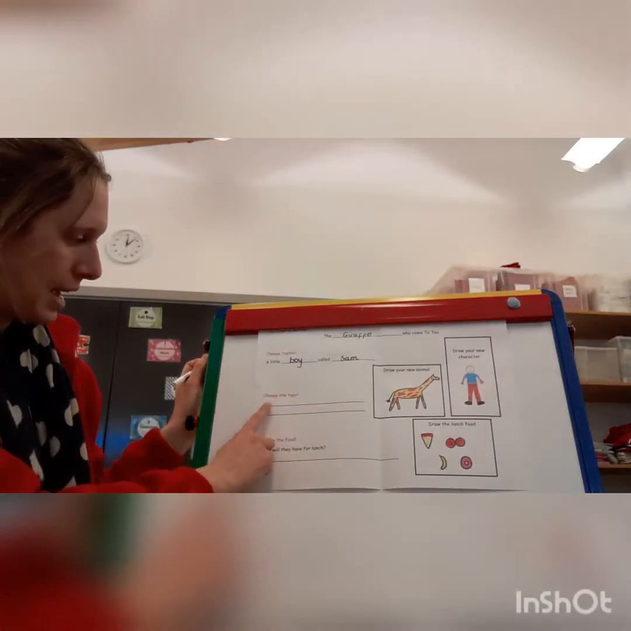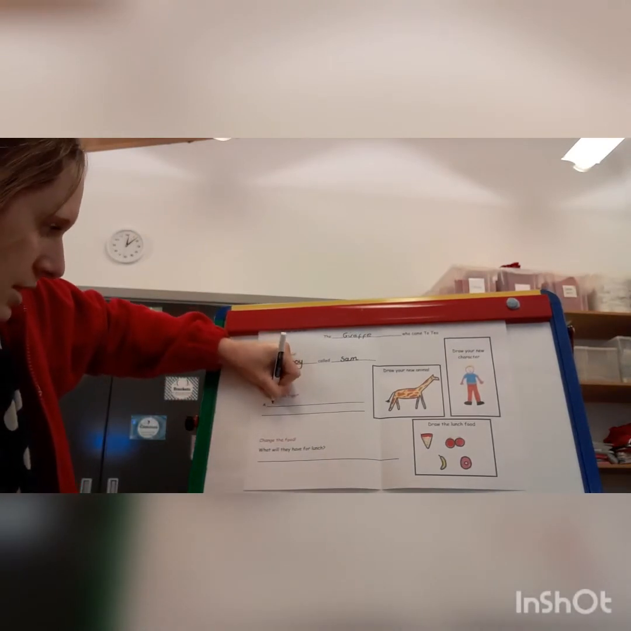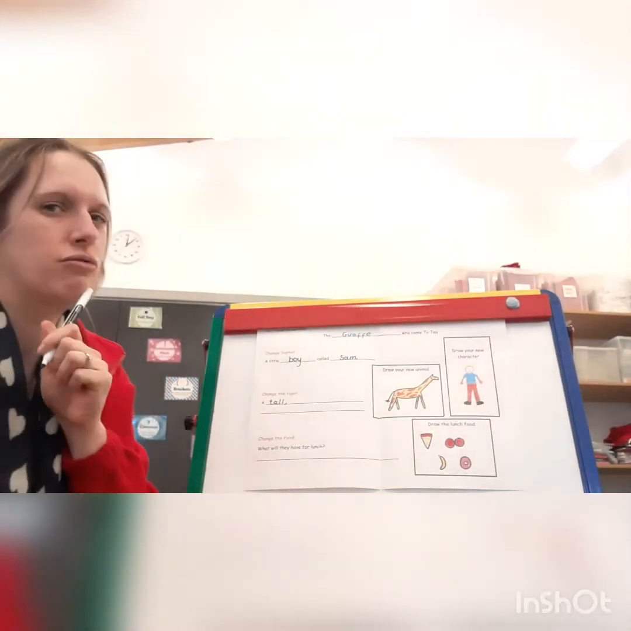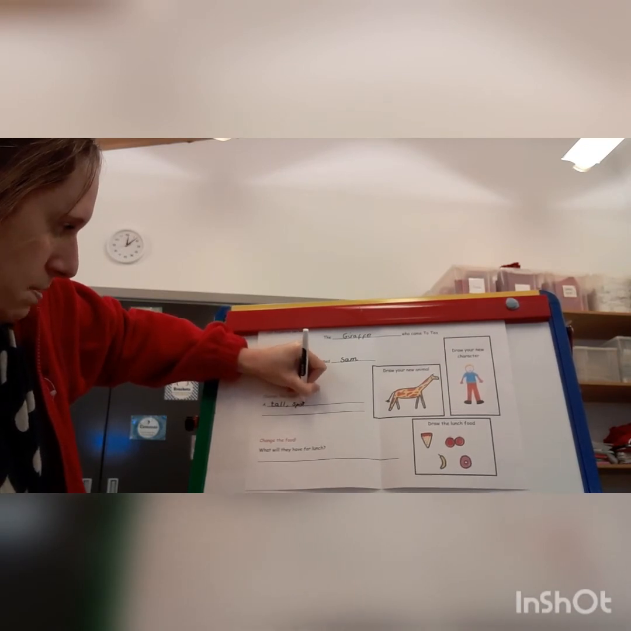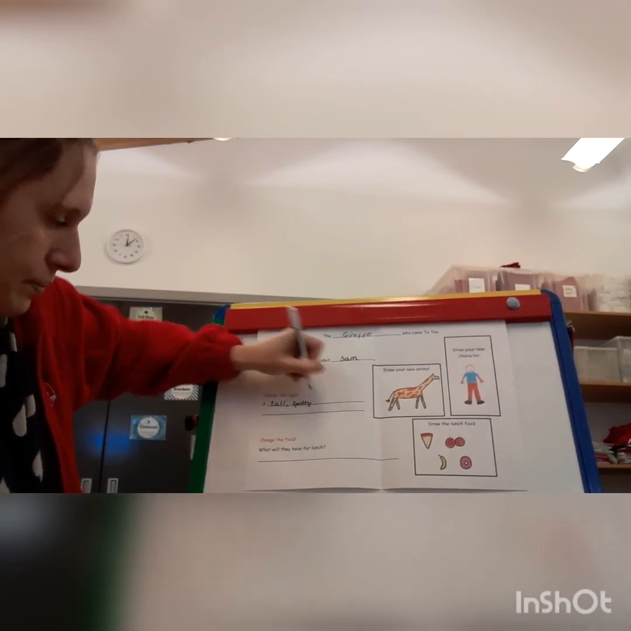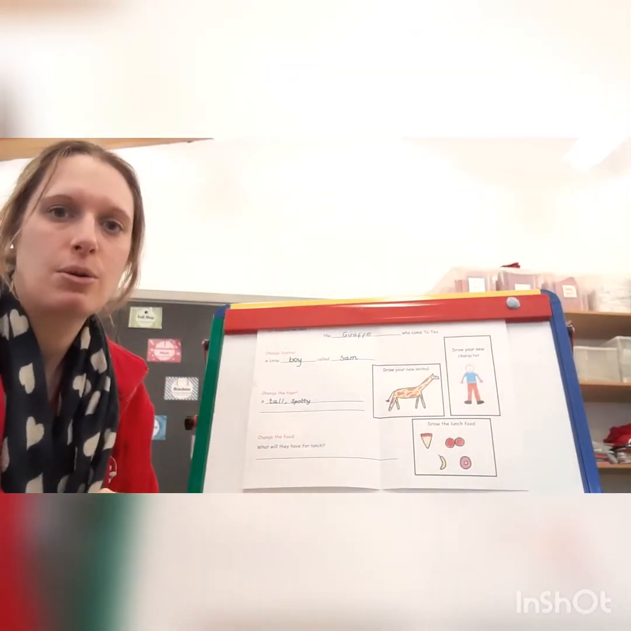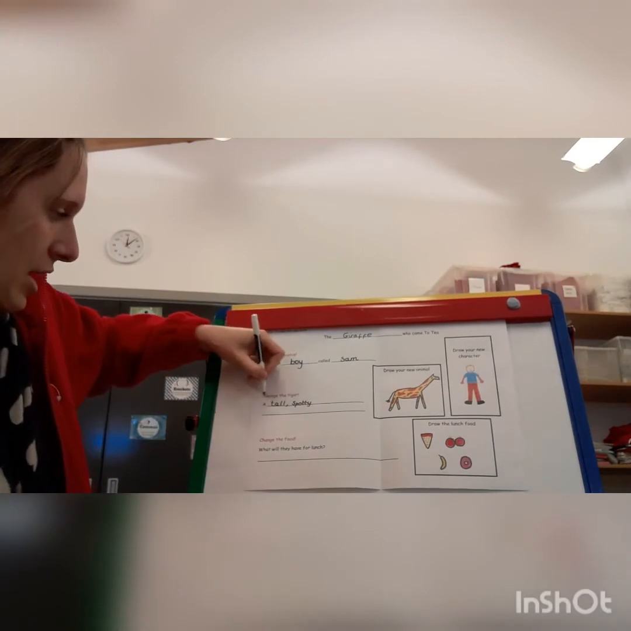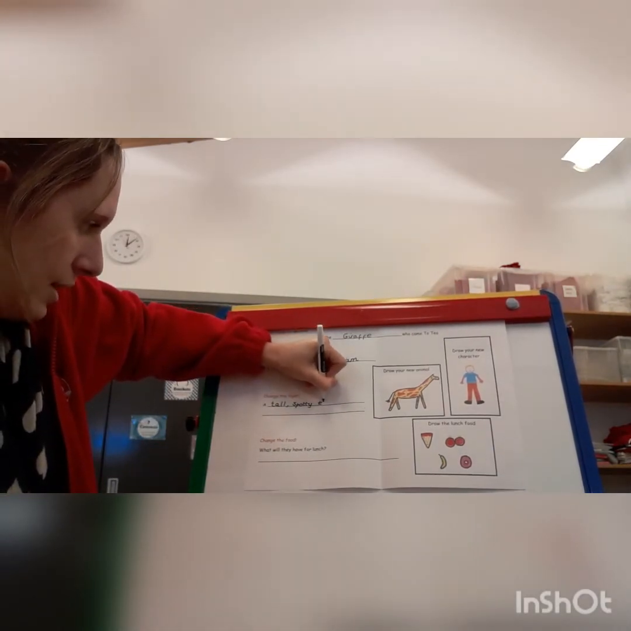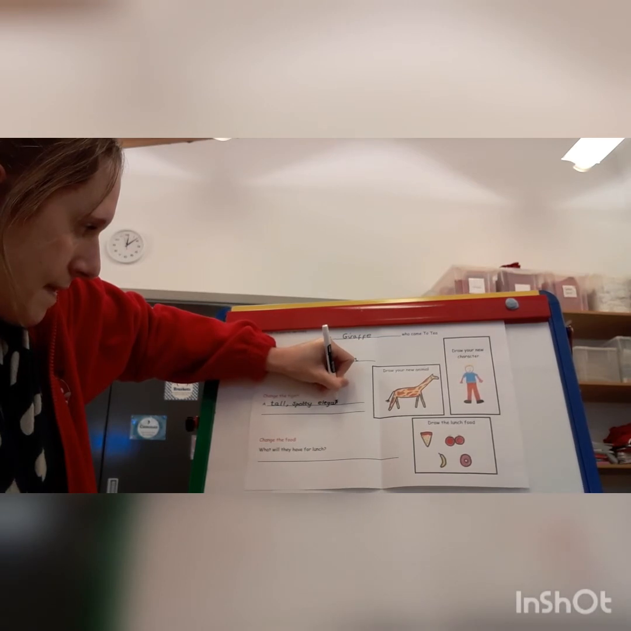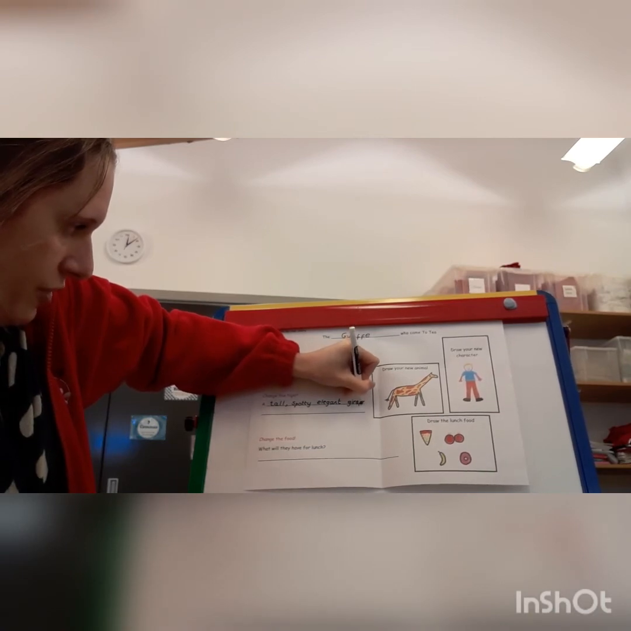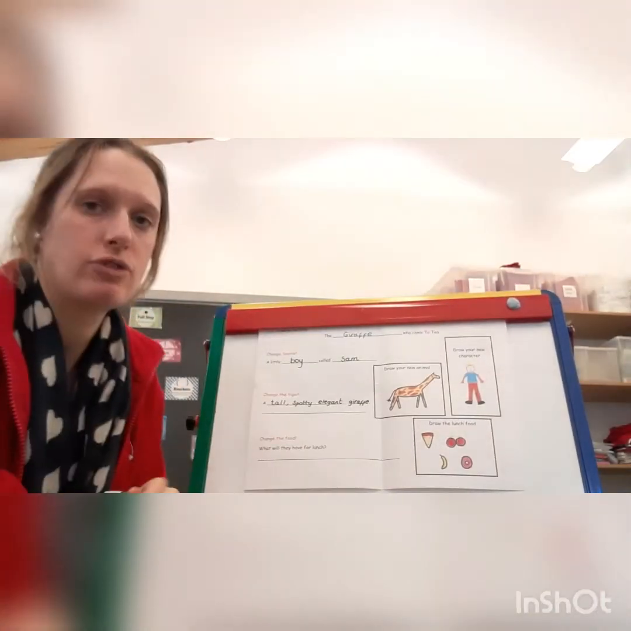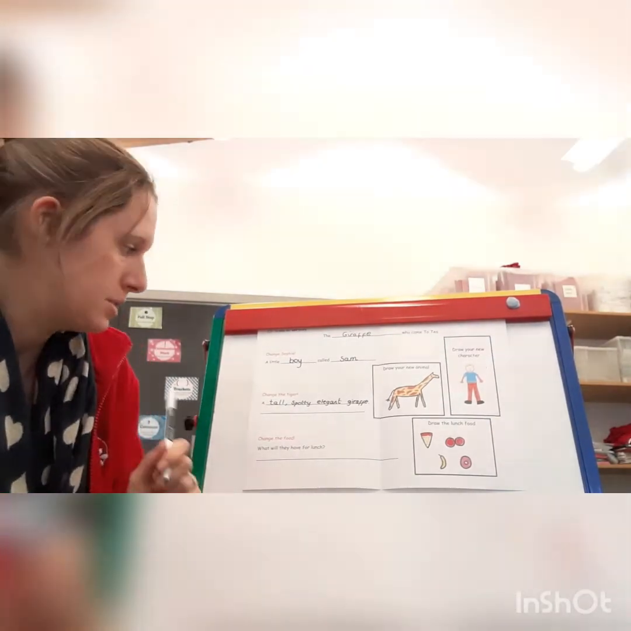It says change the tiger. So I think a giraffe is tall. So let's have tall as one of our words. Tall. A giraffe is spotty. So it's going to be a tall, spotty, and a giraffe is quite an elegant animal. So I'm going to have a tall, spotty, elegant giraffe. You can use your phonics to help you sound out the words, and if it's a really tricky word, you could ask an adult at home to help you with your spelling, okay?